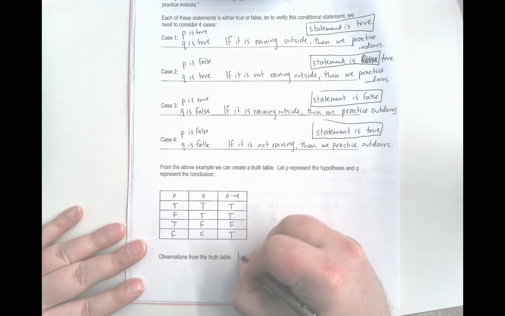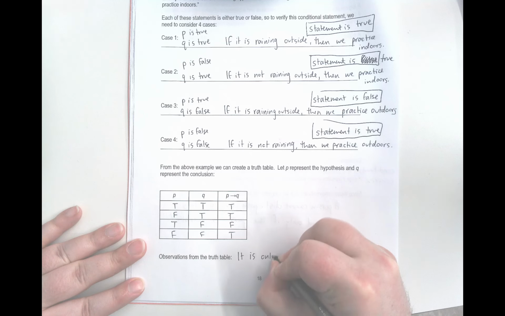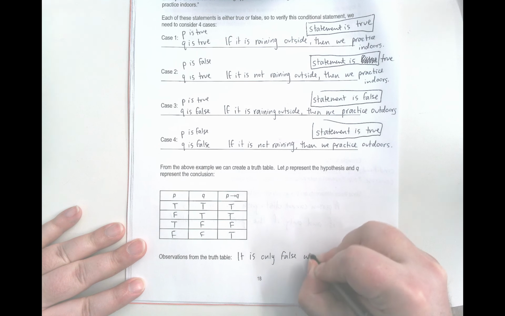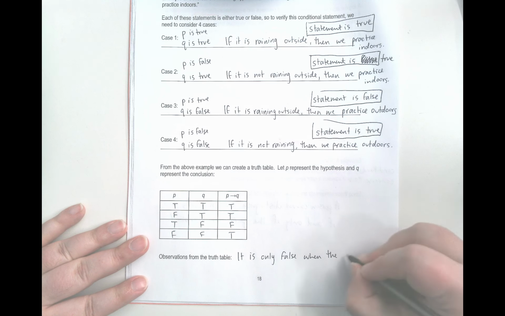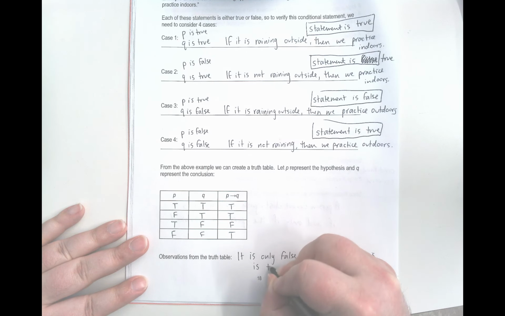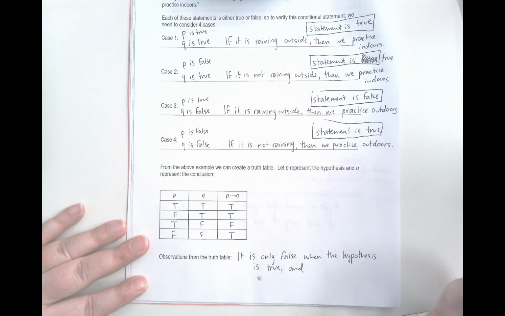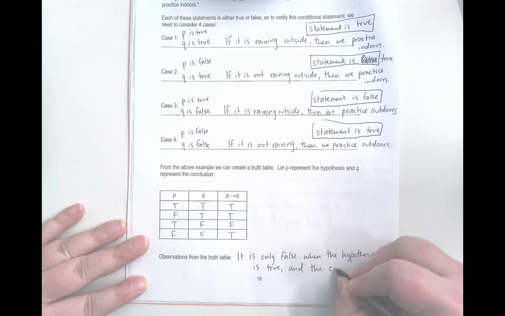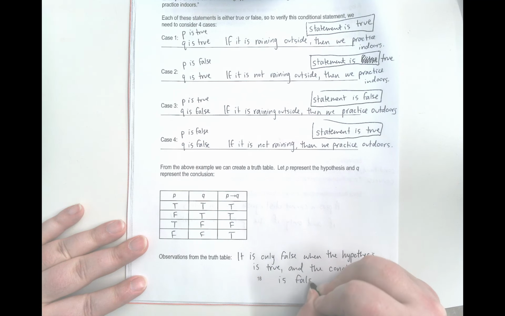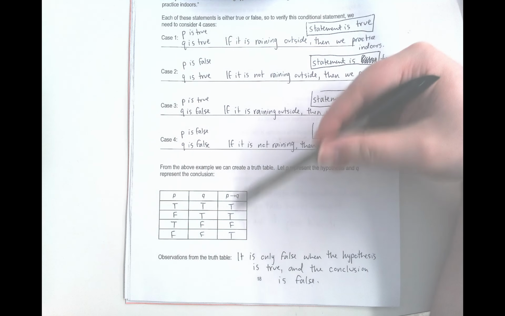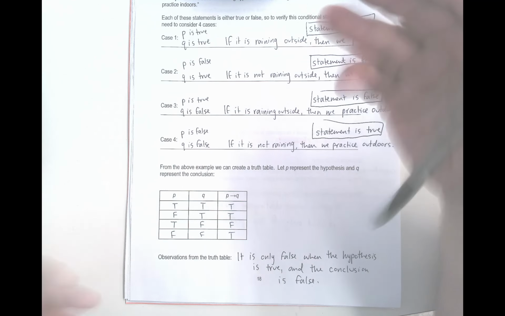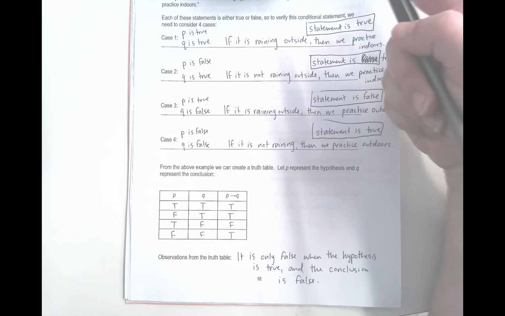So what can we see from the truth table? Well, it is only false when the hypothesis is true and the conclusion is false. All right, for any other combination, we ended up with a true statement, but that is the one that when we wrote it isn't true. Again, the other one is kind of iffy. You could kind of go both ways on it, but in this case, we're going to say that it is true.